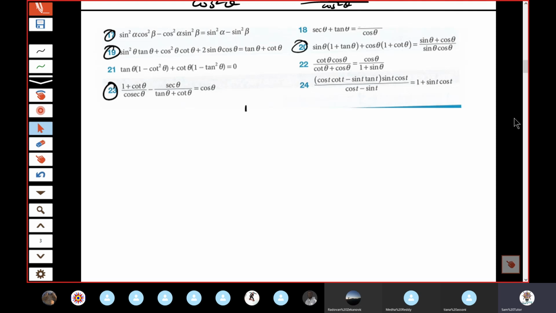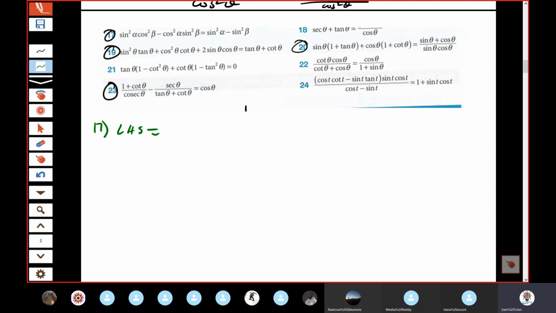So let's do it. 17. Remember, don't look into it too much. It'll confuse you because you're looking at nothing if you look into it. Left hand side, just start.